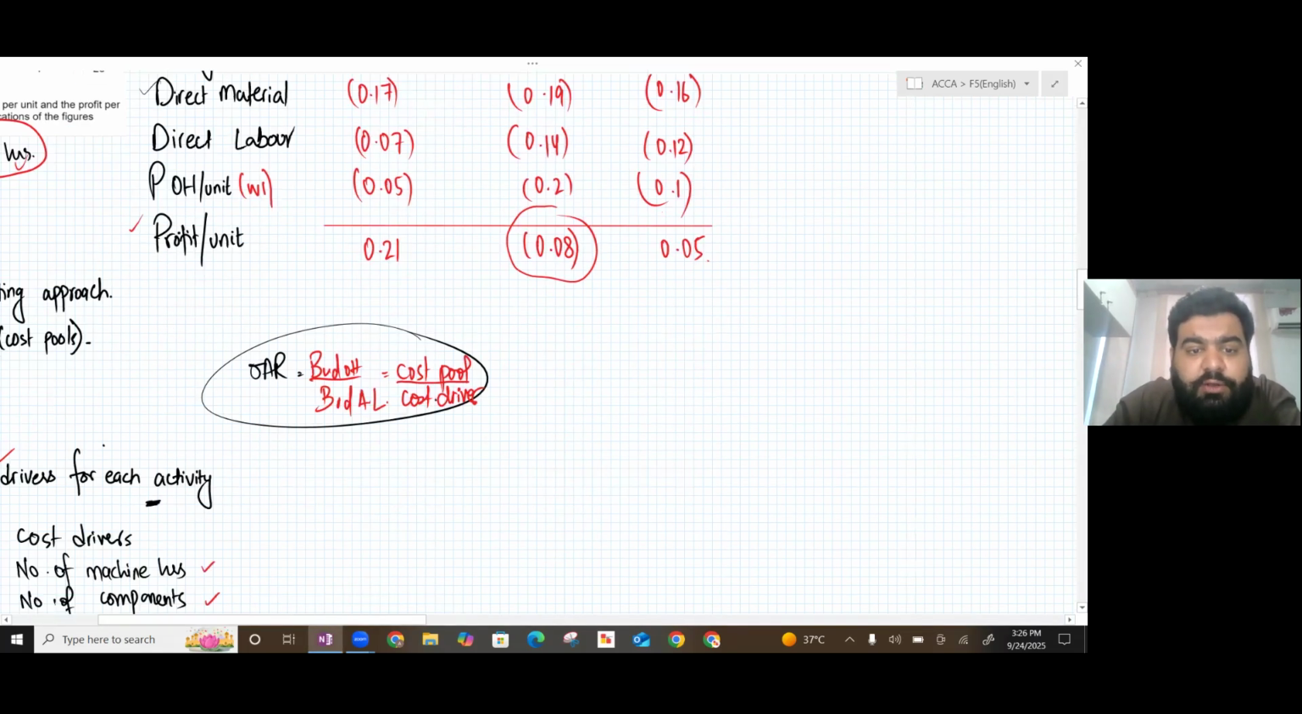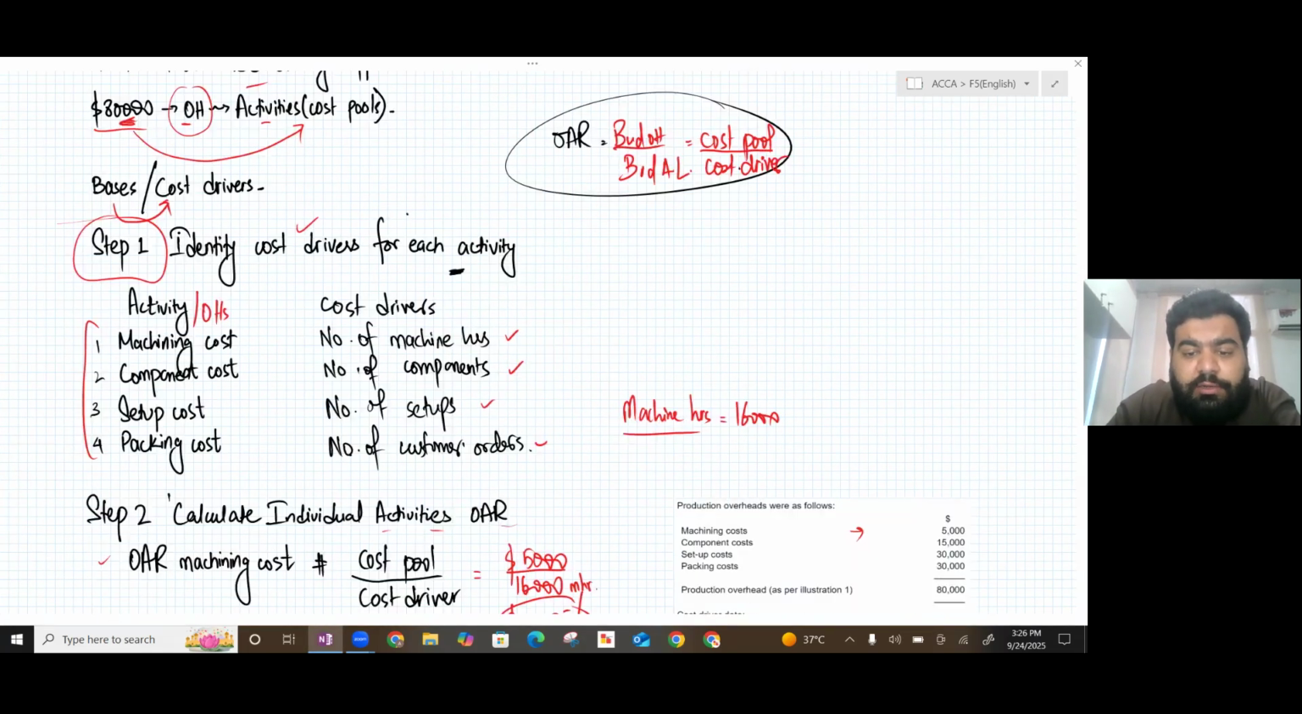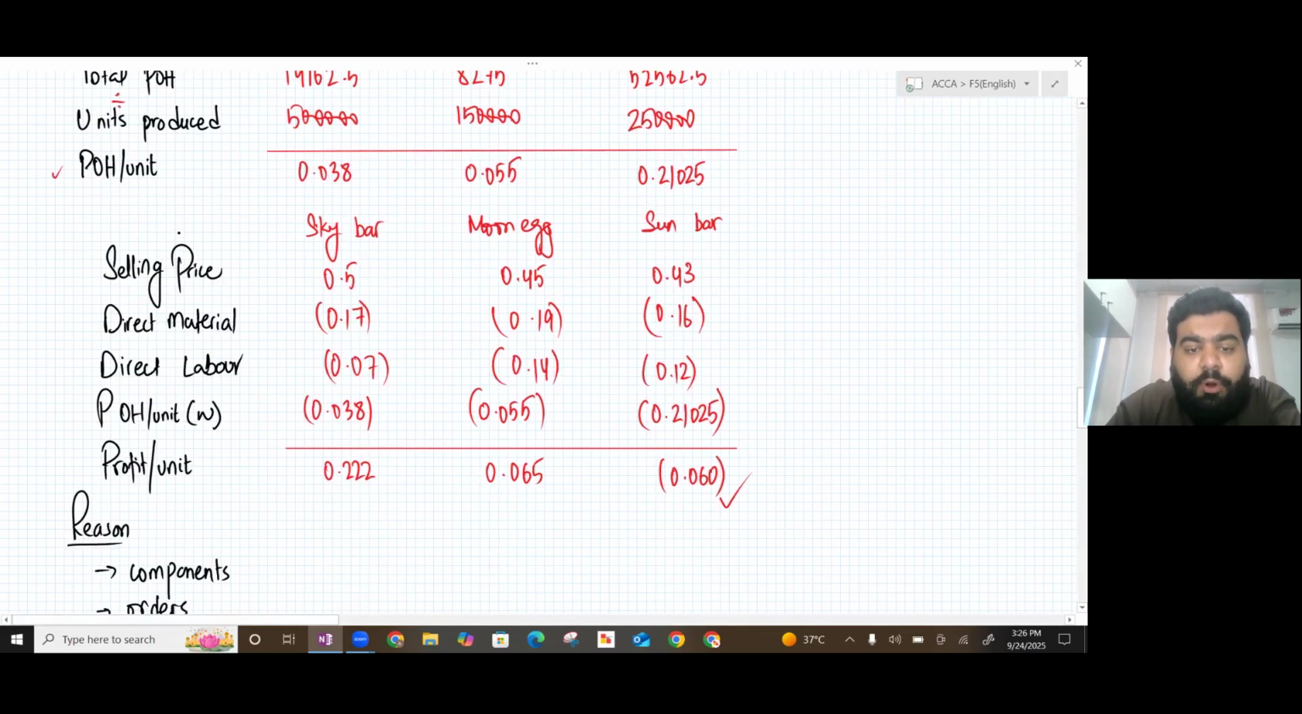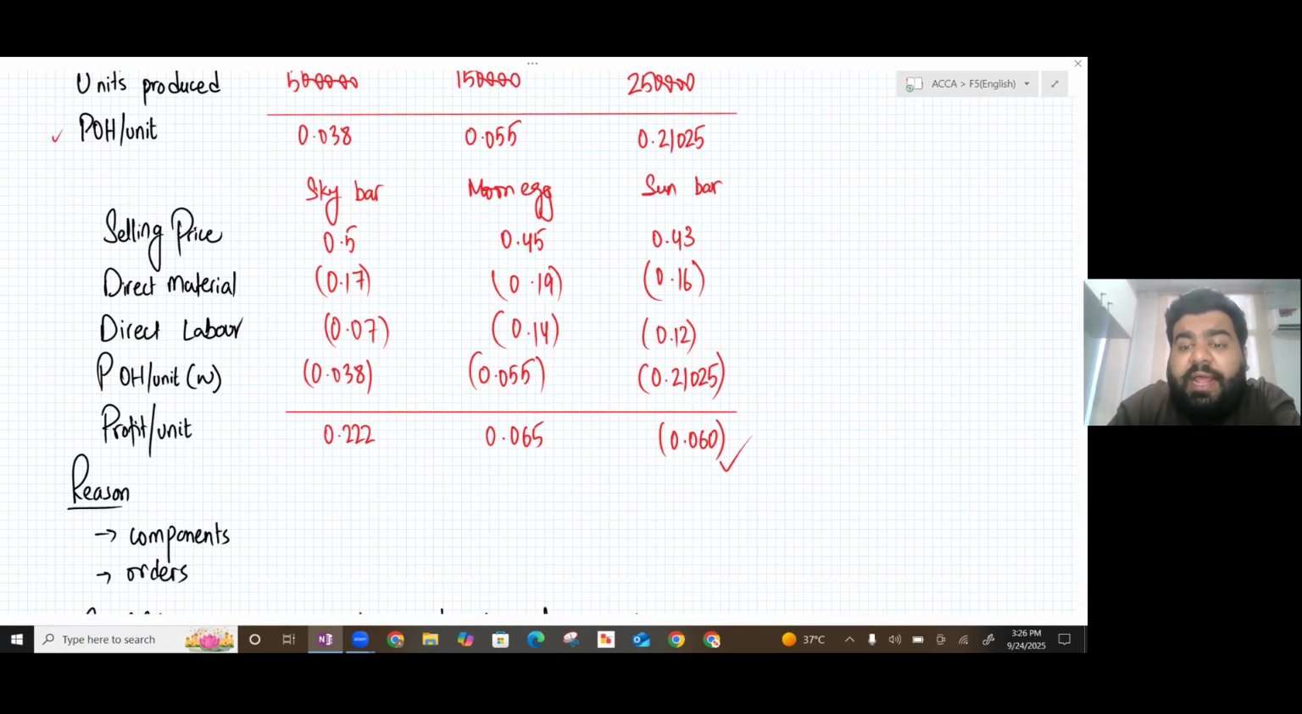Actually, when we do the same question through the proper conceptual, logical way, we come to know that Sunbar was making the loss. Mooneg was not making a loss, it's in profit. So using ABC helped us in identifying the proper costing technique. Proper costing means proper selling price, proper profit. Obviously, you can calculate proper profits. So that's the benefit of ABC, that it uses proper basis.